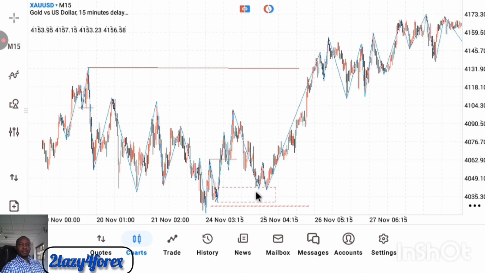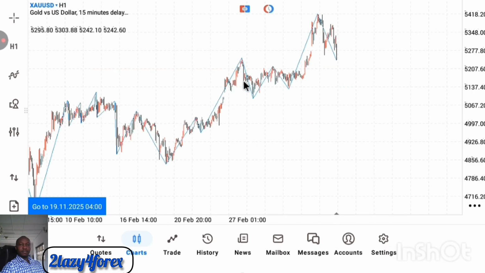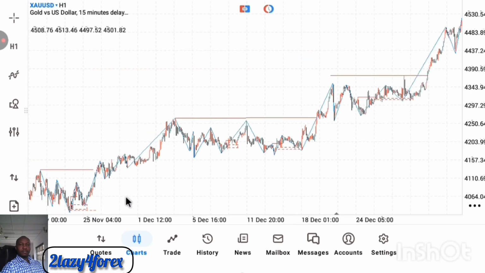Let's look at what happened at the end of the day. Look at it. This is our box we marked. Look at what happened after price came down there. The only thing we used was just an indicator, the zigzag indicator. It has been there all along. Probably people didn't understand it.